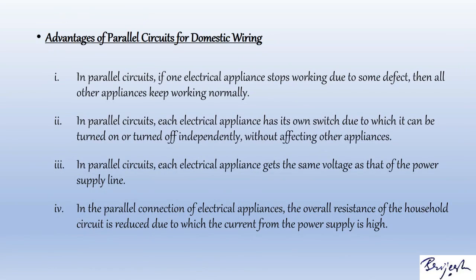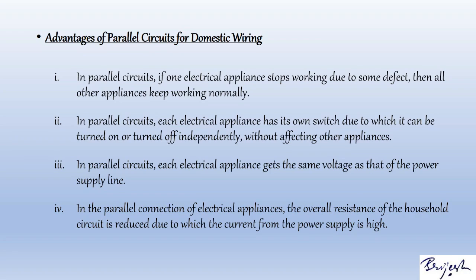Advantages of parallel circuits in domestic wiring. The arrangement of lights and various other electrical appliances in parallel circuits is used in domestic wiring because of the following advantages. First, in parallel circuits, if one electrical appliance stops working due to some defect, then all other appliances keep working normally. For example, if a number of bulbs are connected in parallel and one bulb gets fused, then all the remaining bulbs will keep glowing.